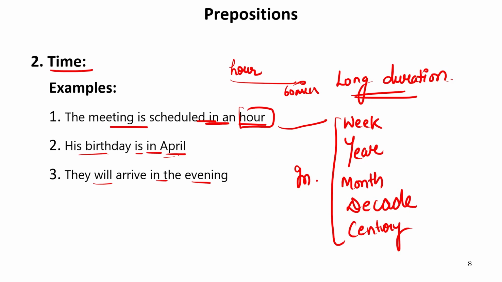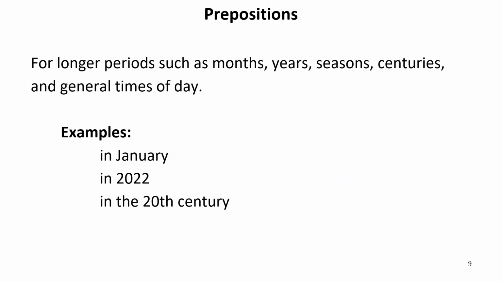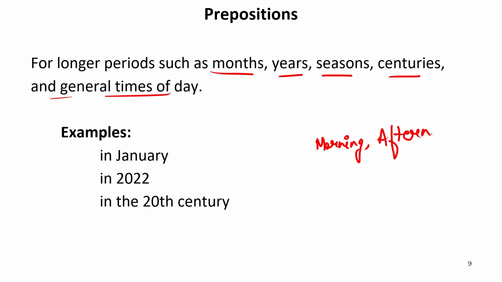Now, let us elaborate this time pattern over here. For longer periods, such as months, years, seasons, centuries, and general times of a day. General times of a day means parts of the day. For example, we have 4 parts of the day. That is morning, then we have afternoon, then we have evening, then we have night. So these are the parts of the day.